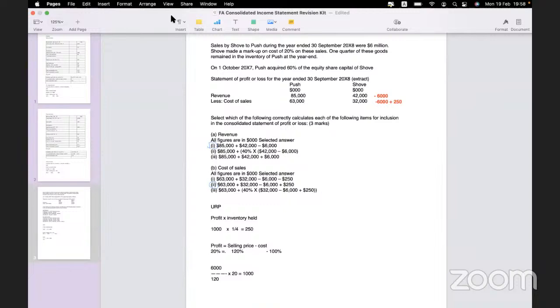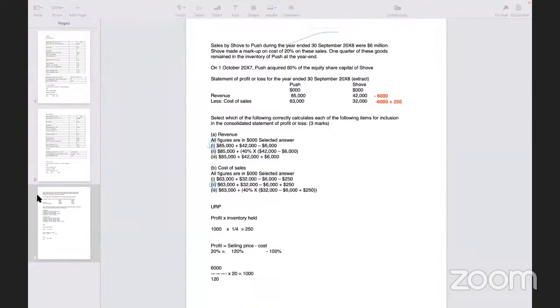Okay. Cost of sale, which one? How I got the answer, or is it this one? Wait, 1 minute. Let me check your doubt exactly. Is it the 6,000 or the 250 or the selection part? Which one? The 250, right? The 250, I got it through this one, the URP calculation. Okay. This 250 over here, right?